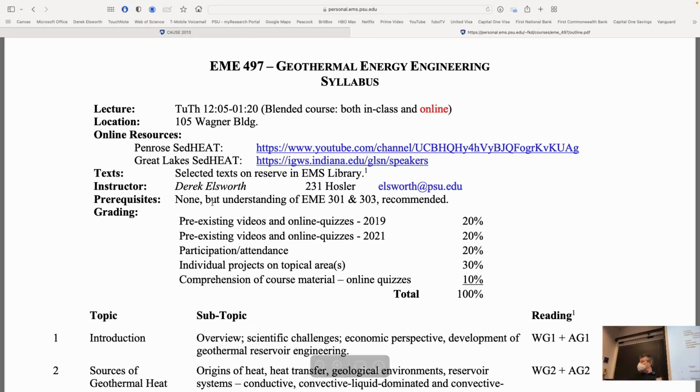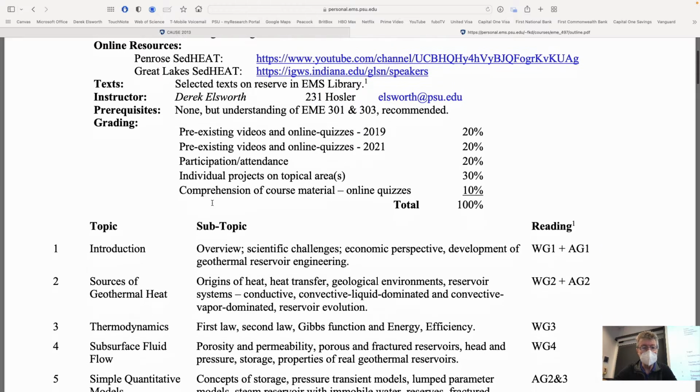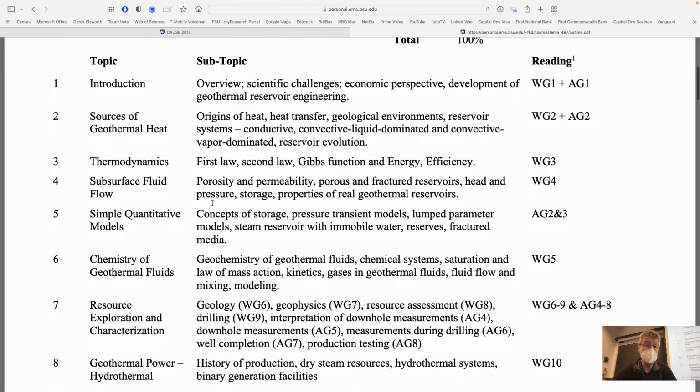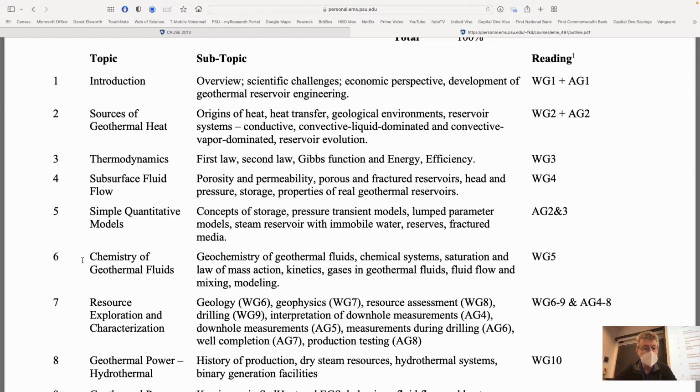Today is a little bit of a romp, I think. It's getting late in the semester. Not really, not even halfway through yet. And we've been talking about the technical side of geothermal energy, of course. It's an engineering class. So we finished off last week talking about the chemistry of geothermal fluids.